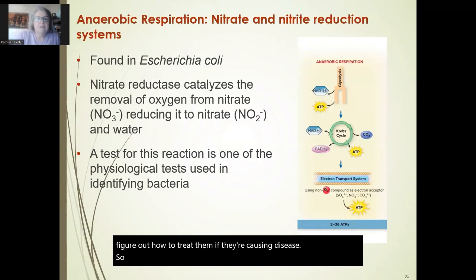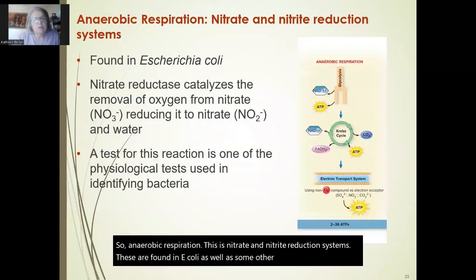So anaerobic respiration. This is nitrate and nitrite reduction systems. These are found in E. coli as well as some other organisms, but we're going to use this as an example. And here, instead of using oxygen as a final electron acceptor, these can use nitrates instead.